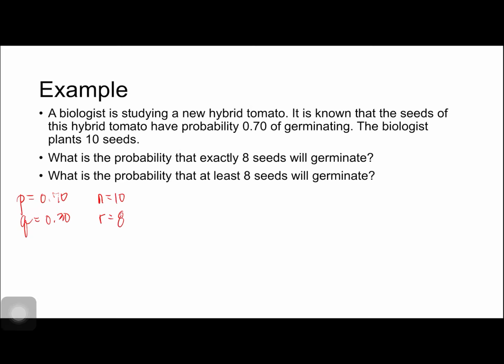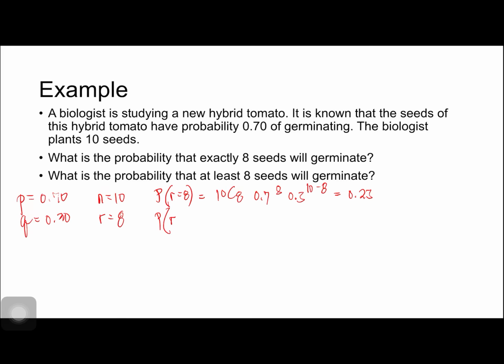For the first problem, what is the probability that R is exactly 8? We have P of R equals 8 is equal to 10C8 times 0.70 raised to 8 times 0.3 raised to 10 minus 8, or 2. So we have 10C8 times 0.7 raised to 8 times 0.3 raised to 2, which is 0.23.